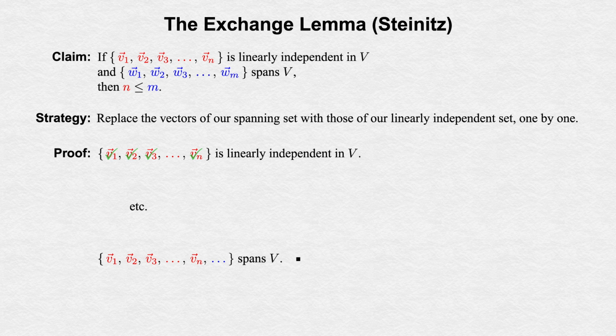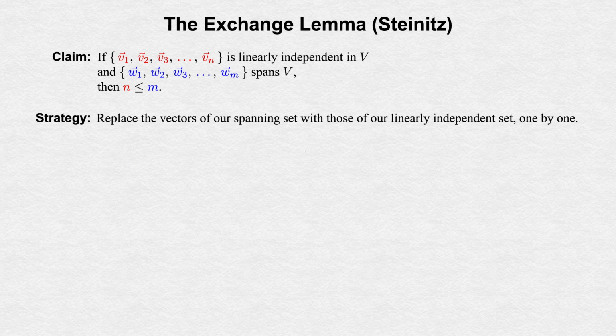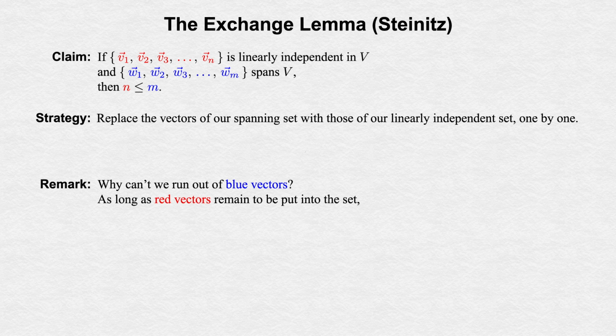At this point you might be saying, whoa, but how do we know that we don't run out of blue vectors? This is a very natural initial reaction to our proof. In fact, we can't run out, but it's easy to miss the reason why on the first pass. Each time that we need to put a red vector into the spanning set, we find there must exist some blue vector with a non-zero coefficient. In particular, there must exist some blue vector, and that's the key to the proof.